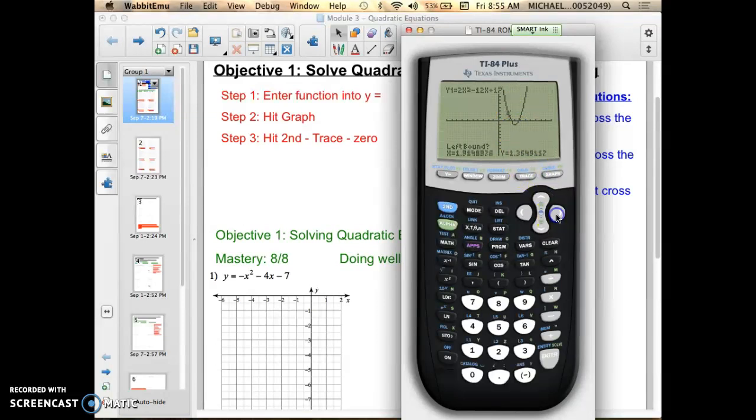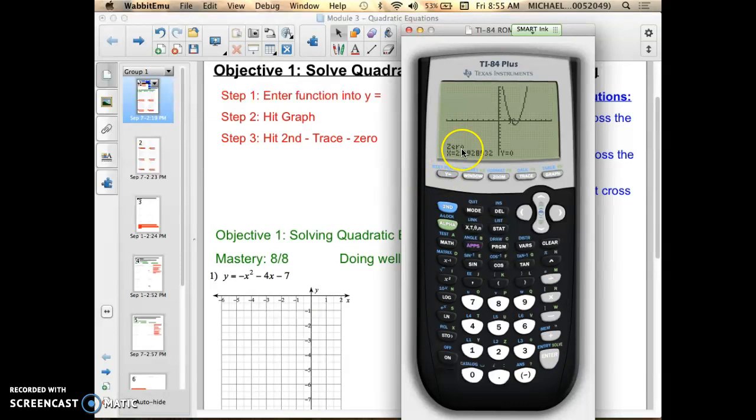So I'm going to go down close to the 0. It asks for a left bound, so I have to put it left of where it crosses the x-axis, and I'm going to hit enter. Then I'm going to go to the right of where it crosses the x-axis for the right bound and hit enter, and then it's going to say guess, and I'm going to hit enter one more time.